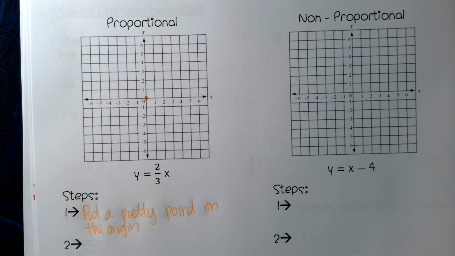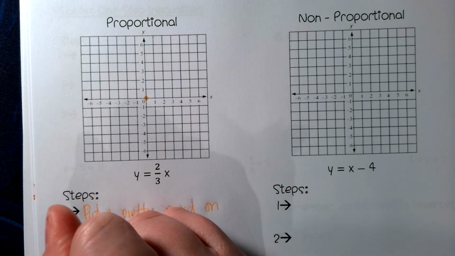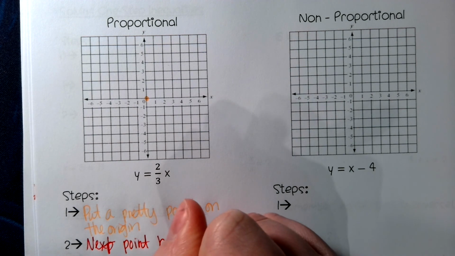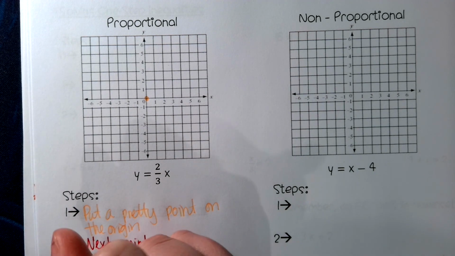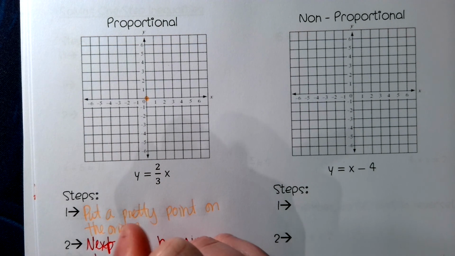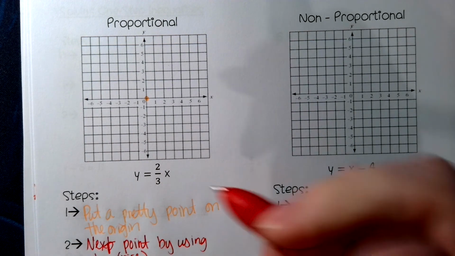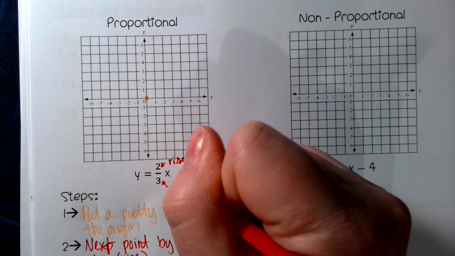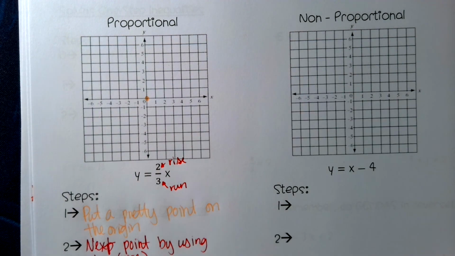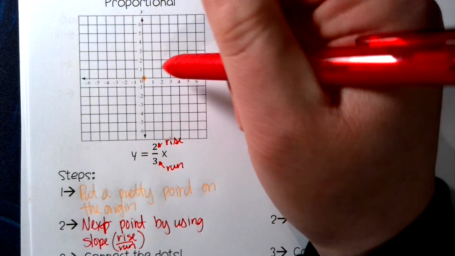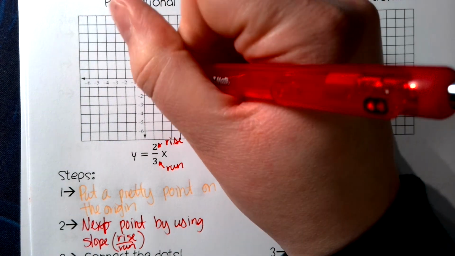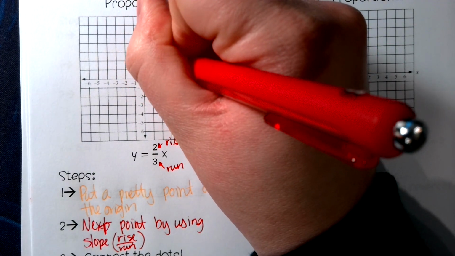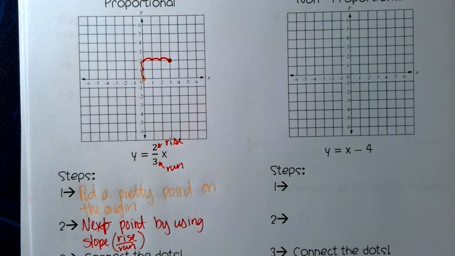And then we're going to get our next point by using slope. Remember, slope is rise over run. So that means I need to, from that point, rise 2 and run 3. We're going to use our slope, our rise, and our run. So from my pretty point, I need to rise 2, and then I need to run 3. And then I have my second pretty point.